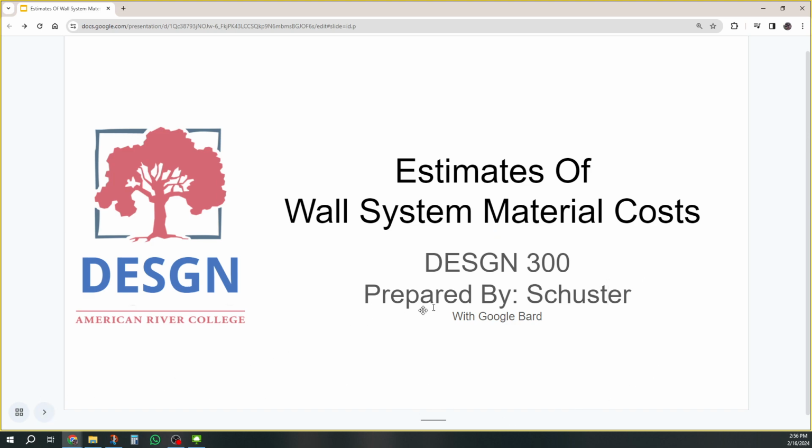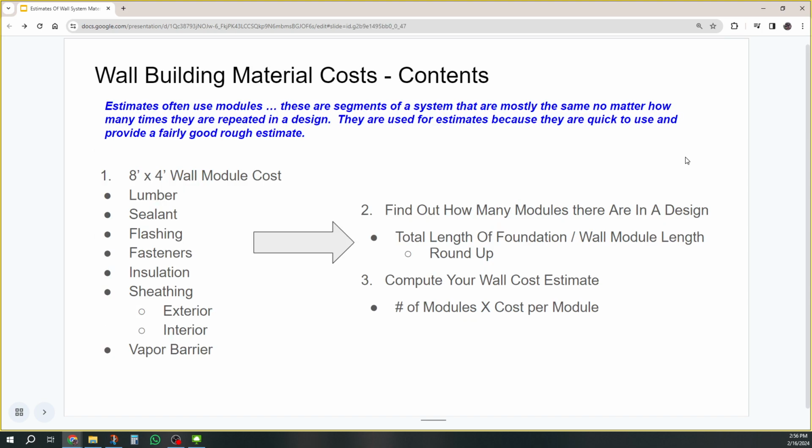Now I can advance to a new, there we go. So estimates often use things called modules. They're a small part of the whole that gets repeated over and over and over again. So you can think of on a wall, most of the wall is always built the same way. And so if I know how much, say, 4 foot or 8 foot or 10 foot of it costs, if I know the whole length, I can just divide the two.